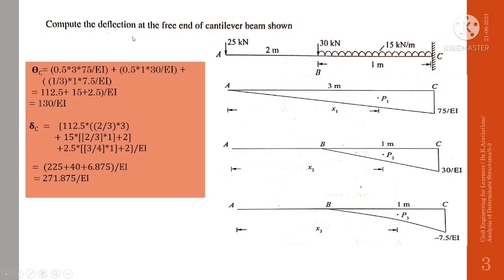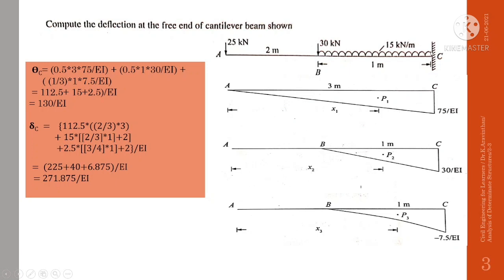We have to compute the deflection at the free end of a cantilever beam. So the free end is at A. Let us find the bending moment for the load of 25 kilonewton. So 25 into the distance, which is 2 plus 1, is 3. 25 into 3 is 75 by EI.